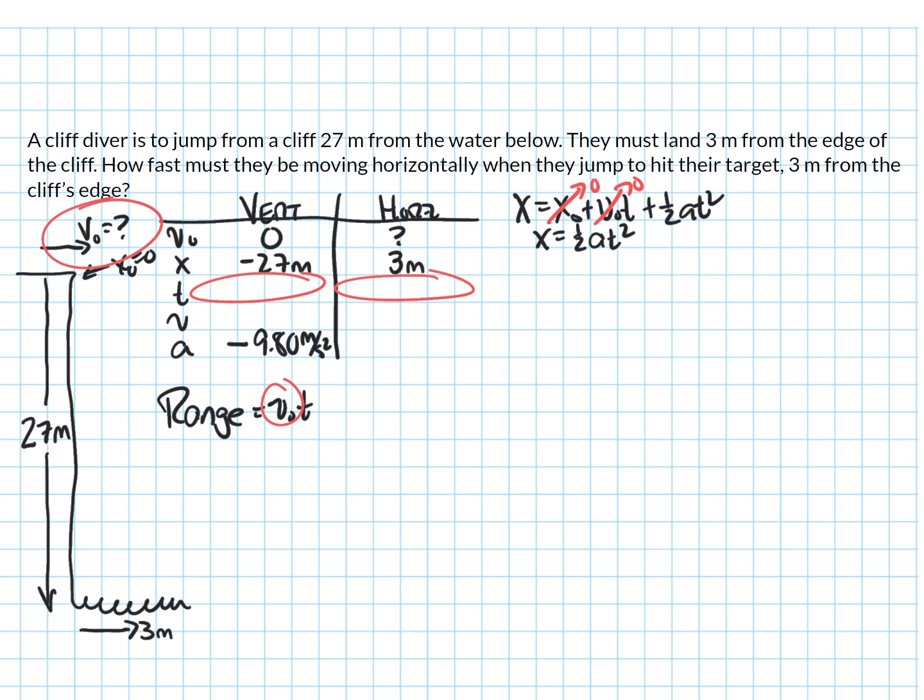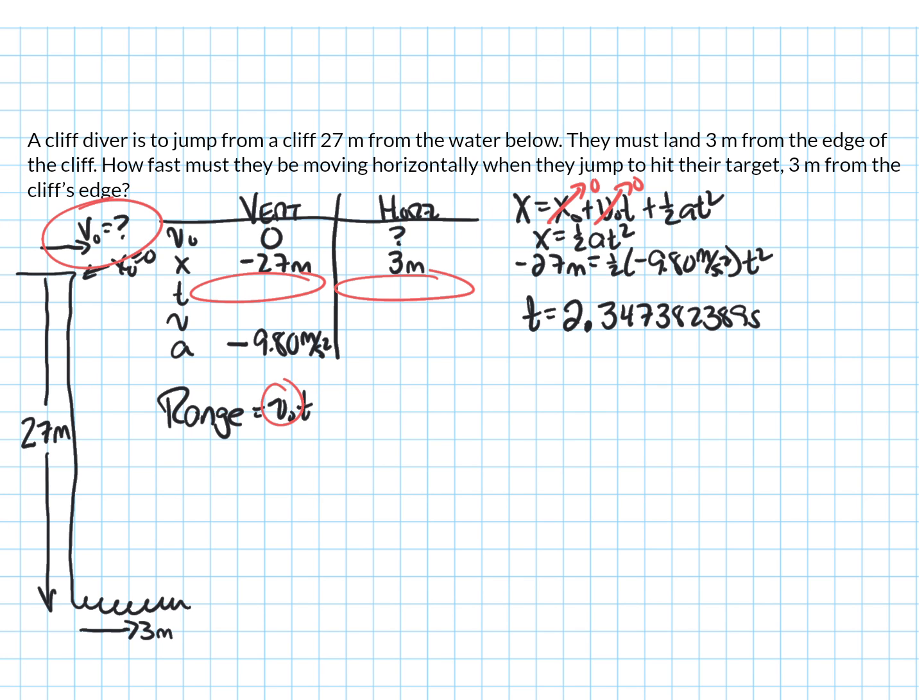So I'll just go ahead and throw in my numbers here. x is going to be negative 27 meters is equal to 1/2 negative 9.8 meters per second squared, and that's all times time squared. So I'll multiply both sides by 2, divide both sides by negative 9.8. And when I do, I'll get the time to be 2.347382389 seconds. So that's how long the person's going to be in the air. That's how long it takes to fall 27 meters.